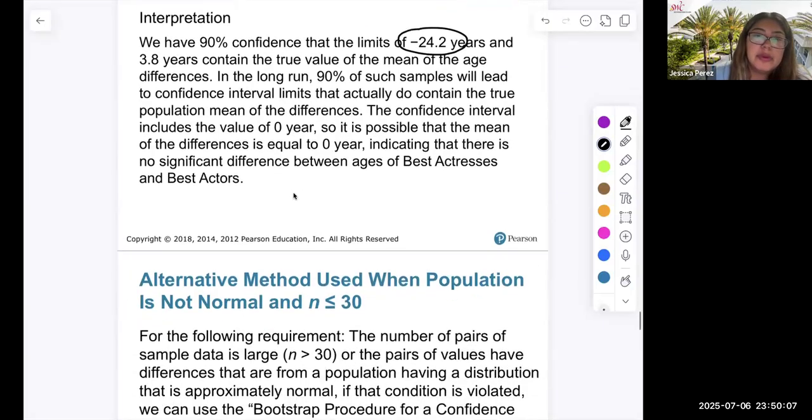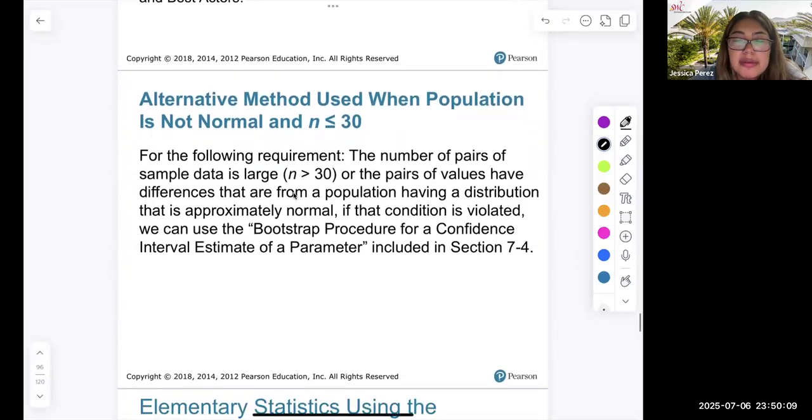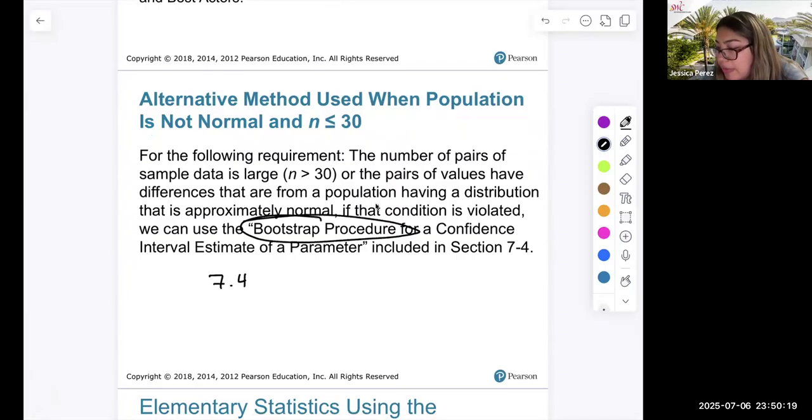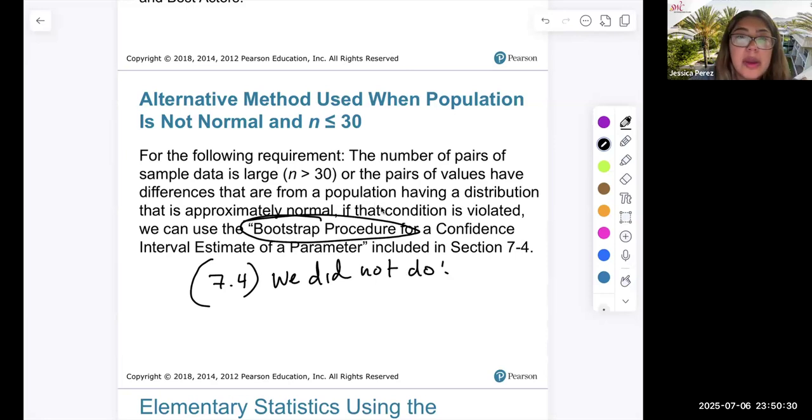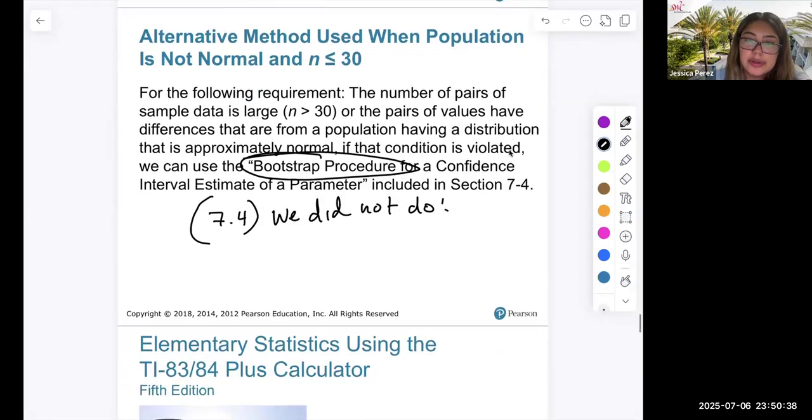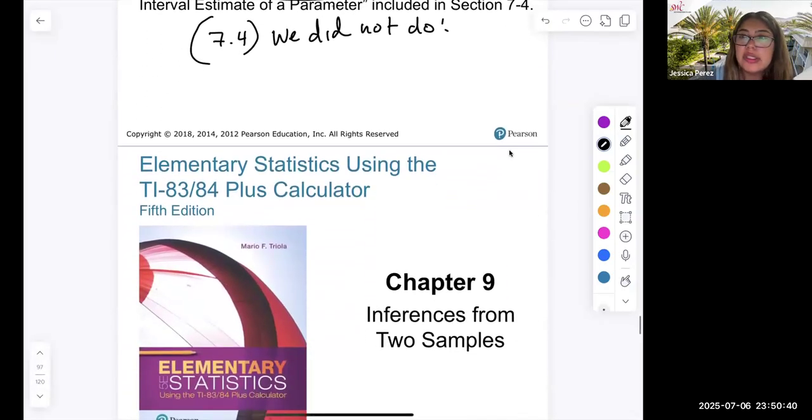Okay. So at the end of the day, we might have some overlap, if you will. What happens if n is less than or equal to 30 and it's not normal? Then we would have to use the bootstrap, which was in section 7.4 that we did not do. So don't worry about bootstrap. We would only do bootstrap if you do not have something normal and n is less than or equal to 30. And that finishes section 9.3.